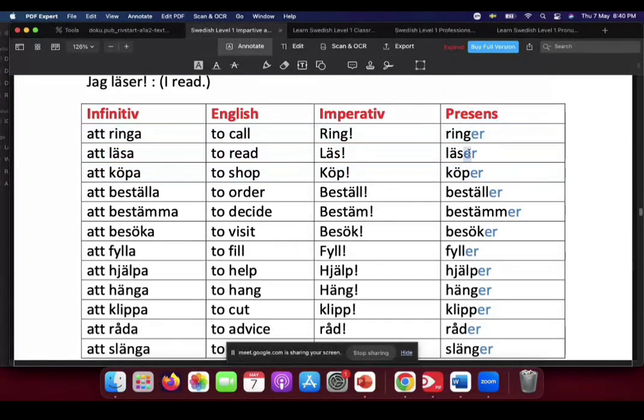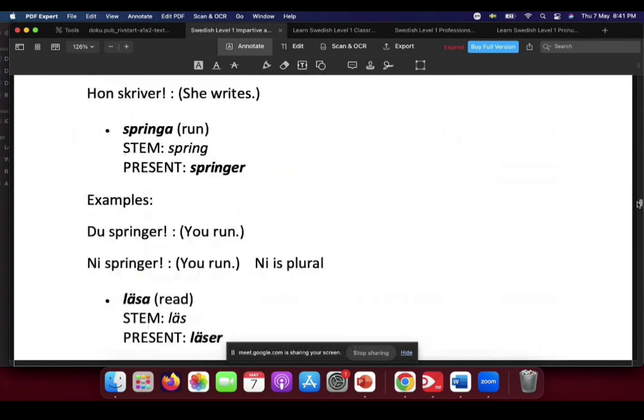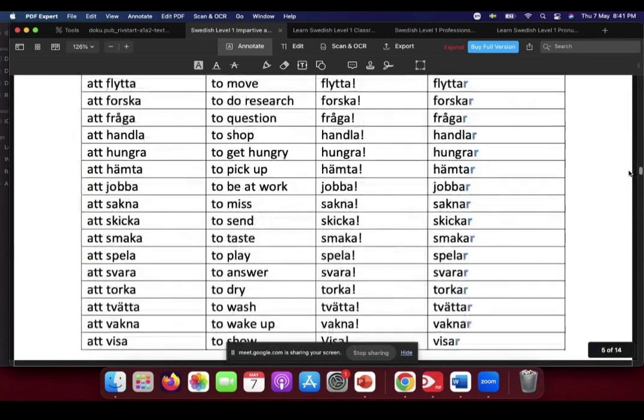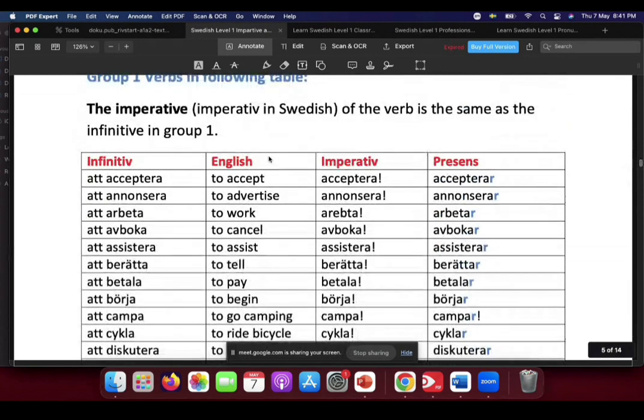Ringer, ringer. That's how you can differentiate between the two. Otherwise, we cannot find the difference, because here in group one, you can see the infinitive form also ends on a. How would I realize whether it is group one or group two? You have two options: directly learn the present tense, or learn the imperative form.